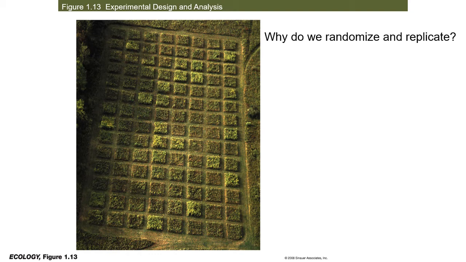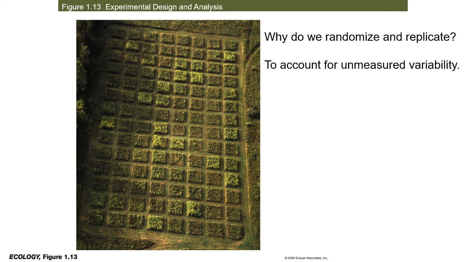So if we think about why we randomize and why we replicate? In the last video, we talked about correlation is not causation. And we said, well, X could cause Y, or X and Y could be caused by Z. So if we see variability in X or Y, our independent or dependent variables, they might be caused by some unmeasured variable. So we randomize and we replicate mostly to account for unmeasured variability.